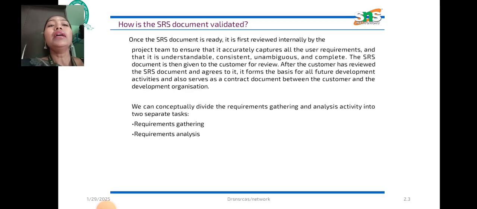So here, this SRS document should be valid. It should be very accurate, and only then can we forward it to the next phase. In case any errors occur, the requirement has failed and we have to rectify it, otherwise the whole project will be damaged. Here we have considered two phases, that is, requirement gathering and requirement analysis.